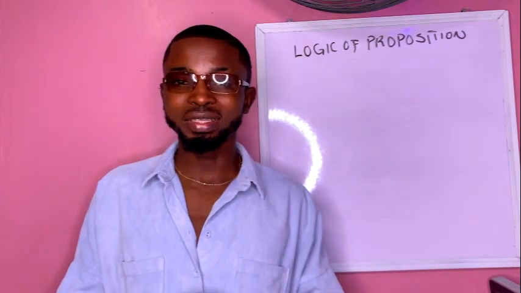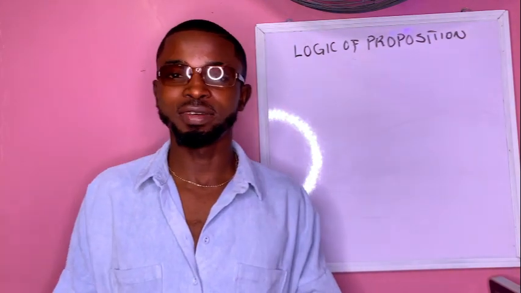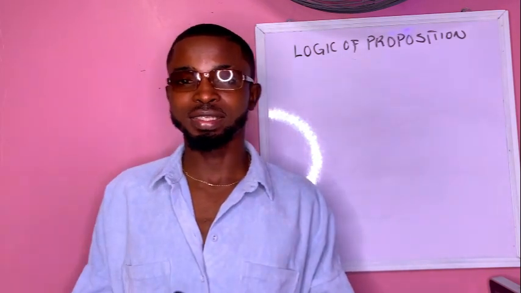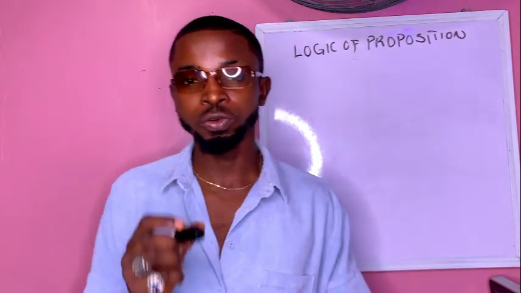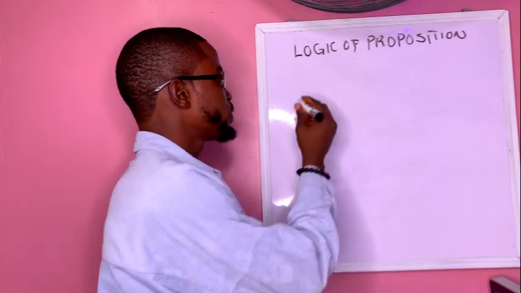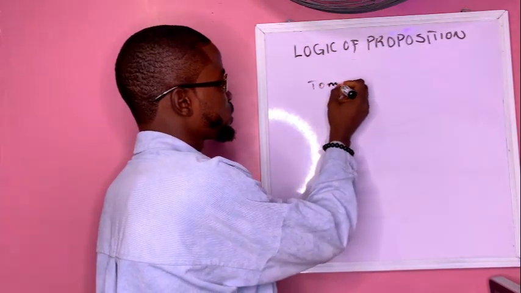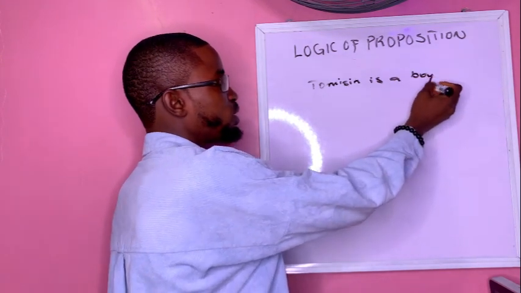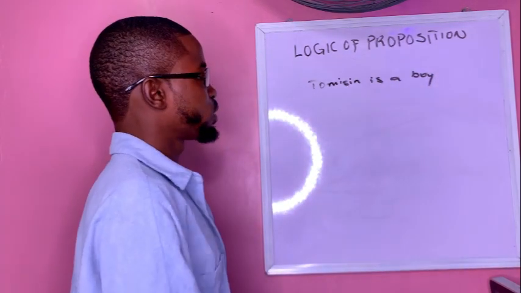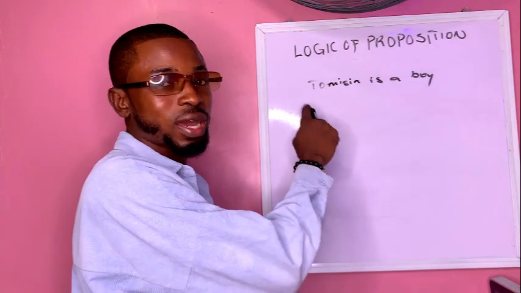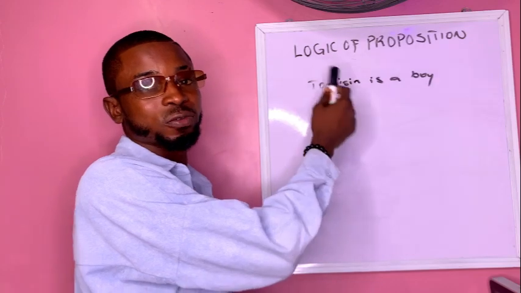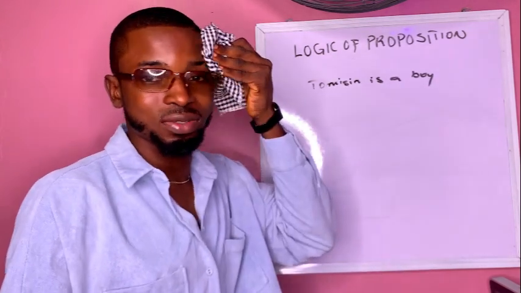A proposition can be said to be a declarative statement that is asserting a fact which can be true or false. That is, a declarative statement that is asserting a fact which can be what? True or false. I will give you an example. For instance, if I say Tomisin is a boy, this is an example of a proposition because it is asserting a fact which can be what? True or false. It can be true that Tomisin is a boy, and it can also be false that Tomisin is a boy, but it does not reduce the fact that what?